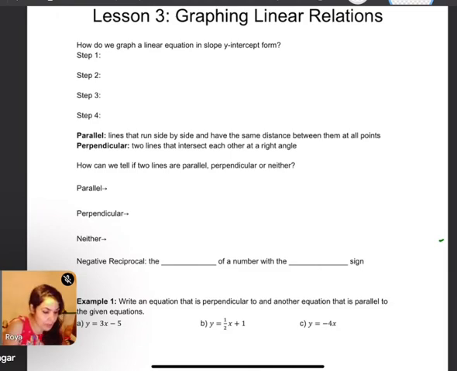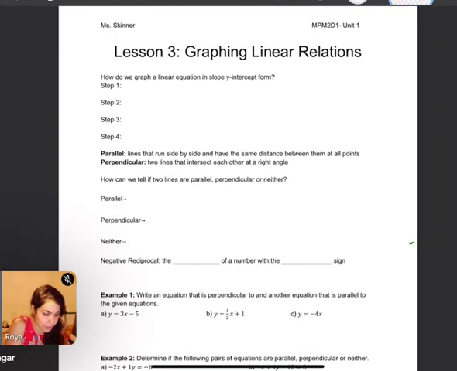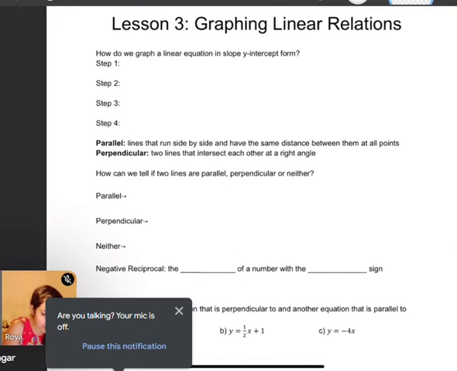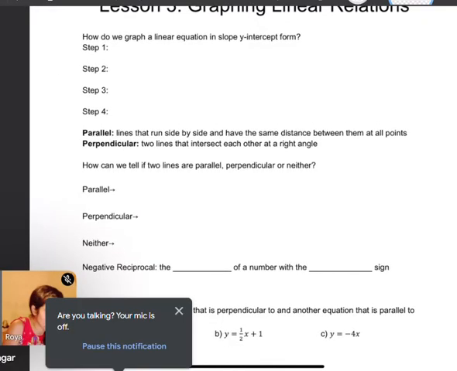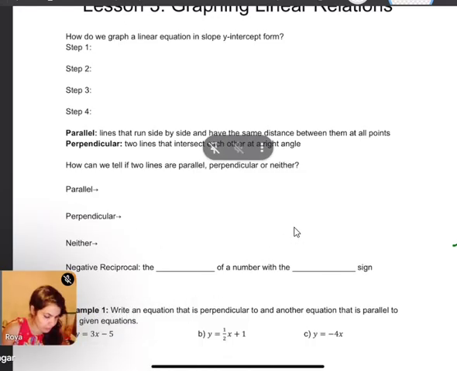This is Unit 1, Lesson 3. Graphing linear relations. Okay, I start from here.